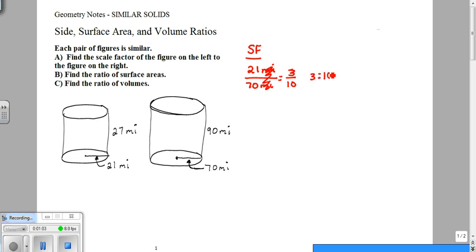I could have also, or alternatively, used the height, which was 27 miles compared to 90 miles. I would once again get 3/10. Since 9 goes into 27 3 times, and it goes into 90 10 times. So my scale factor is 3:10.